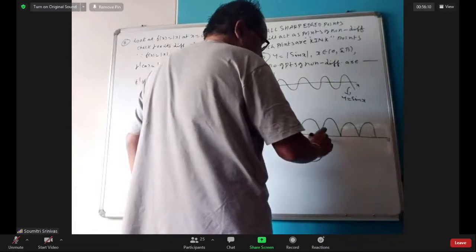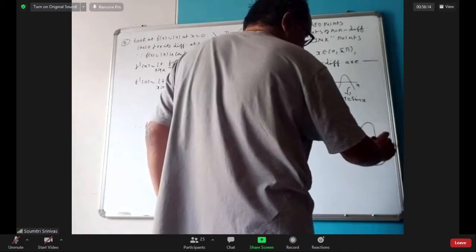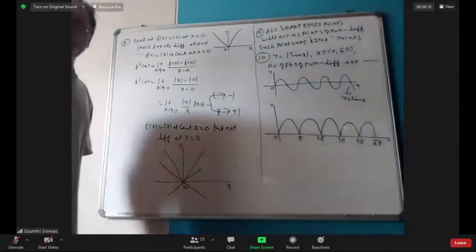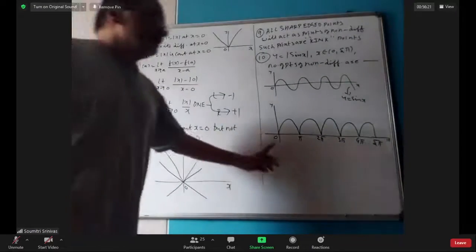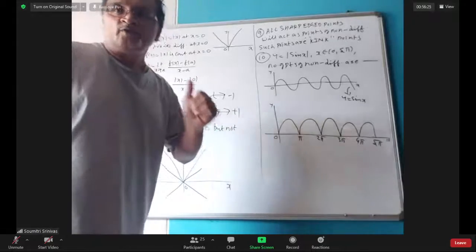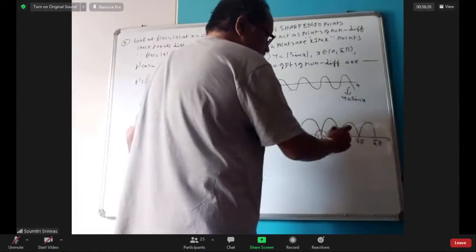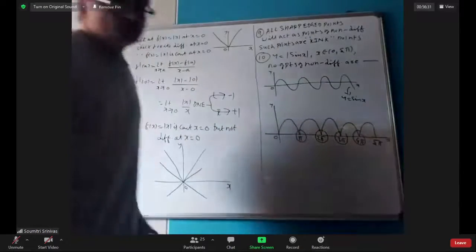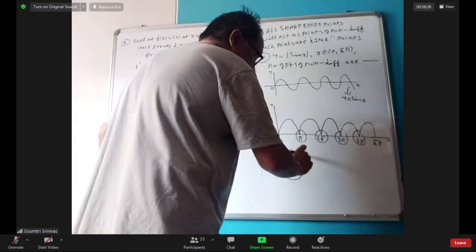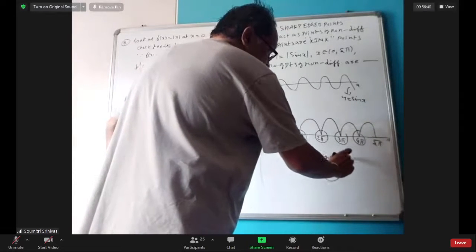Pi, 2 pi, 3 pi, 4 pi, 5 pi. Is it open interval or closed interval? Open interval. So do we take the endpoints or not? No, we don't take them. Where you are having sharp edges: 1, 2, 3, 4. So number of points of non-differentiability, how many are there? 4 points of non-differentiability.